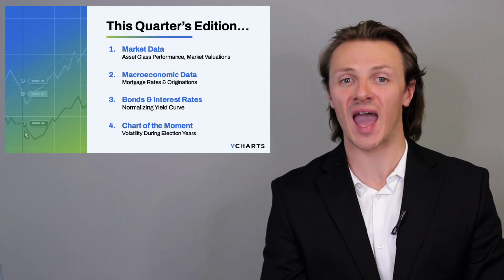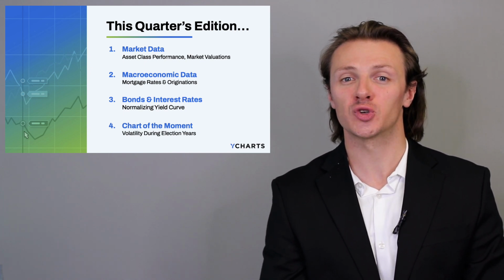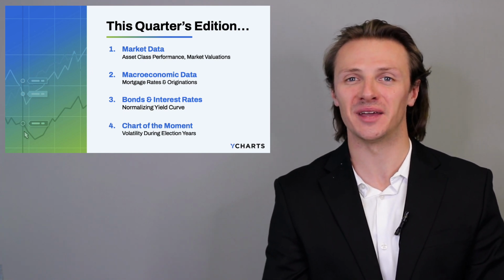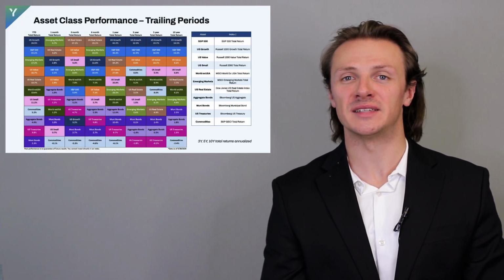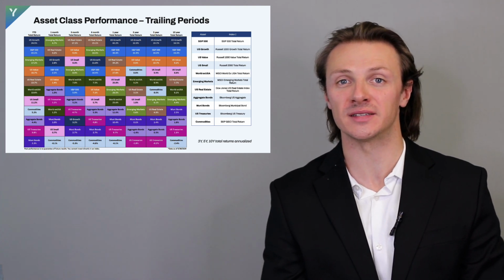In this quarter's recap, we'll cover asset class trailing performance, market valuation measures, mortgage rates, treasury yields following the Fed's September rate cut, and volatility during election years. Let's dive in. First up is market data with our heat map of asset class performance over trailing periods.